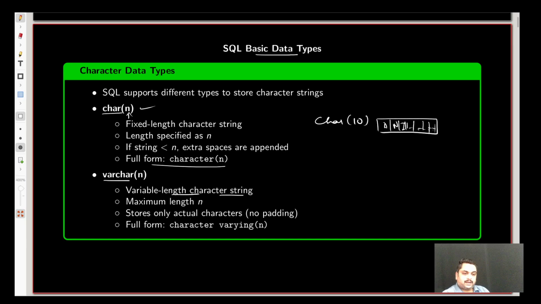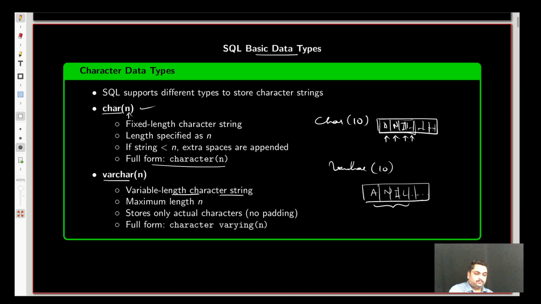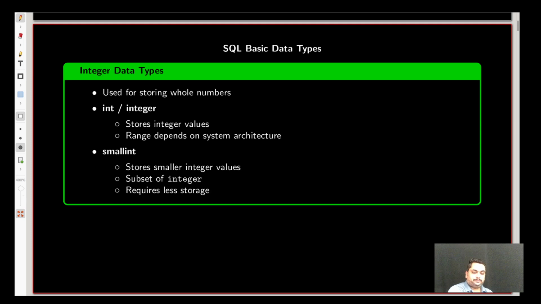Varchar is a variable length character string. It just works like character. Only thing is, whatever locations in the memory I have declared, only as much memory as I use will be allotted. For example, if I say varchar 10, okay, 10 locations will be given to me. However, if I store only say 4 characters, the remaining characters will not be appended or padded. So it only stores the actual values, whatever I put. So it saves the memory. So full form is character varying n. So in short, we usually use varchar n.